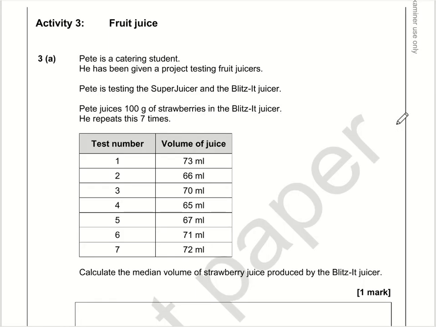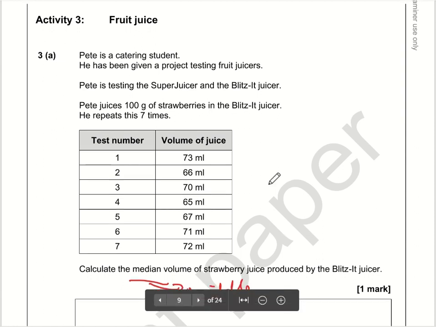Okay, so question 3a, the only thing we need to do is work out the median volume. So we've got these 7 volumes here, and remember that the median is the middle volume, the middle one when we put them in order.